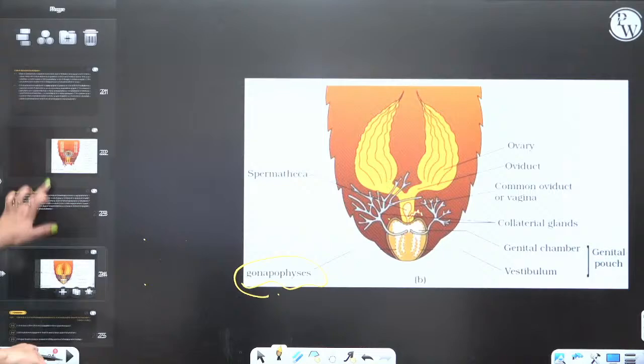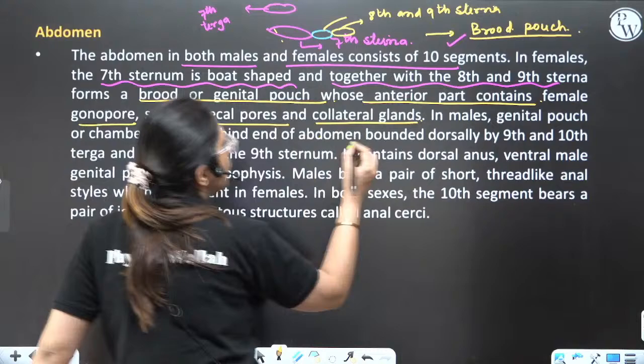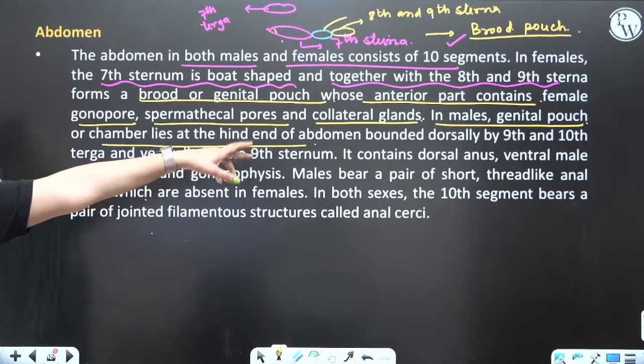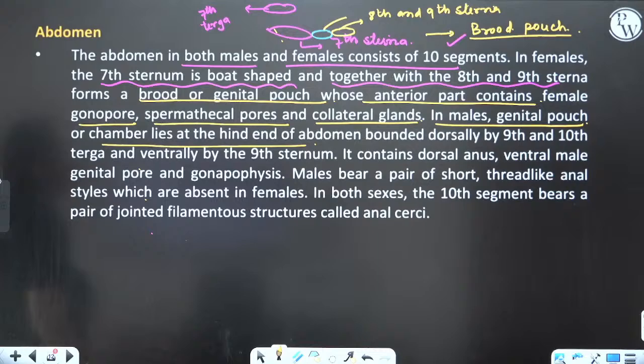Okay. Now, let's move on to the next one. Male. The most important part is male. In male, the genital pouch or chamber lies at the hind end of abdomen, dorsally by 9th and 10th terga and ventrally by 9th sternum. What they are saying is 9th and 10th.